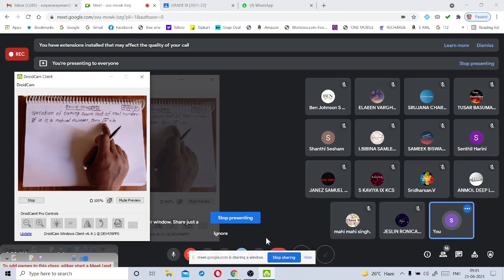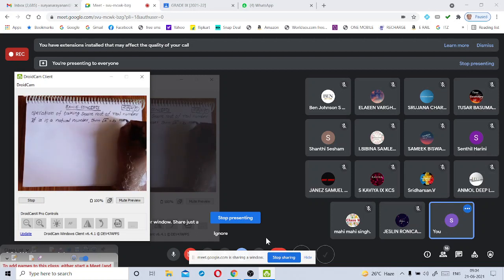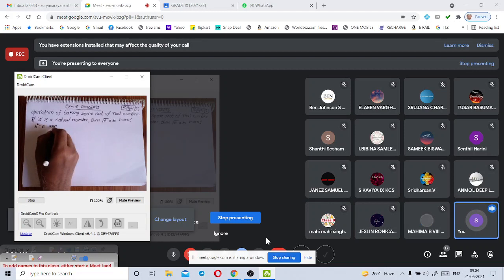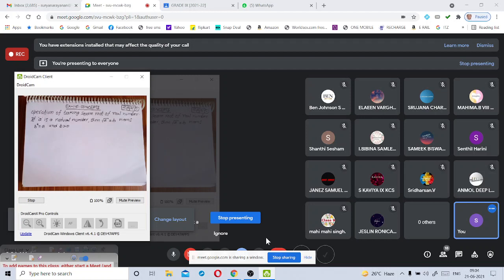So square root a is equal to b means b square is equal to a. The square of the number b is equal to a, and b is greater than 0. b should be a positive number.